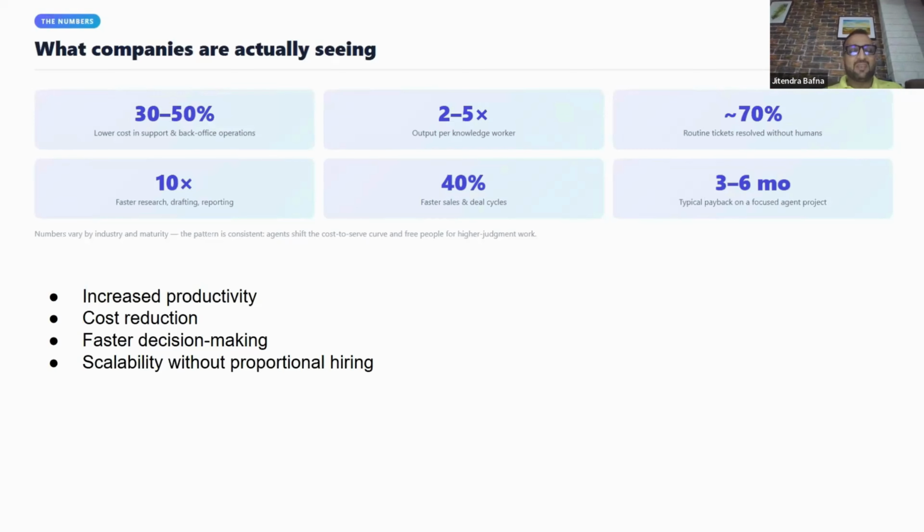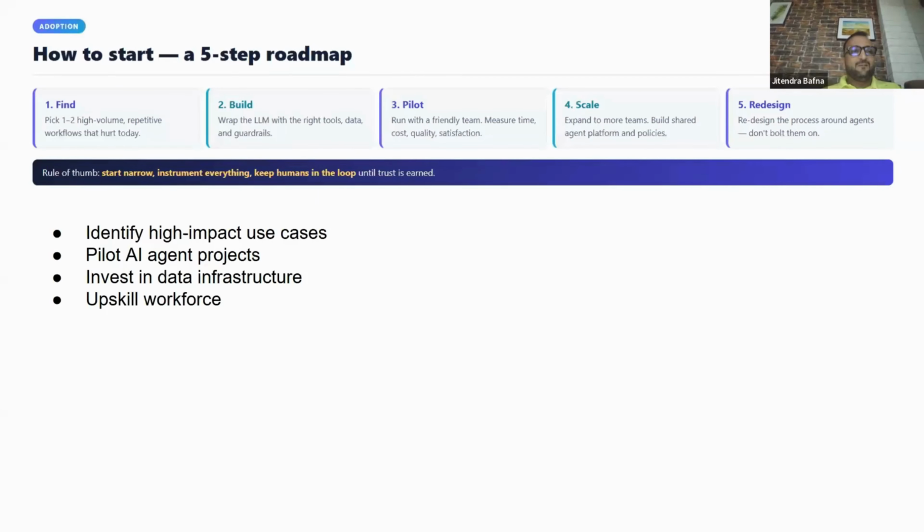Then we have already seen the trend: every organization is starting to build agents for their use cases, for building some kind of autonomous systems. How to start first? How can you identify where to start with agentic AI in your organization? The first step: always try to find one or two high volume, repetitive workflows that are boring, or taking much more time because you are doing them manually.